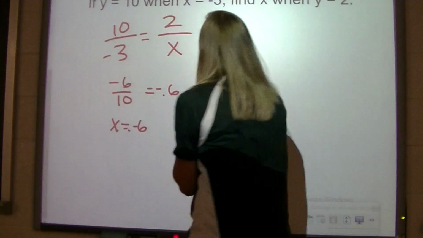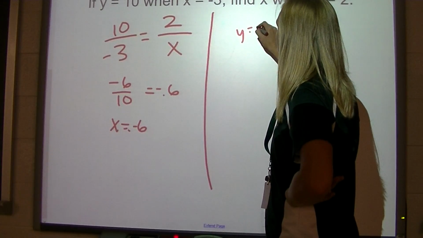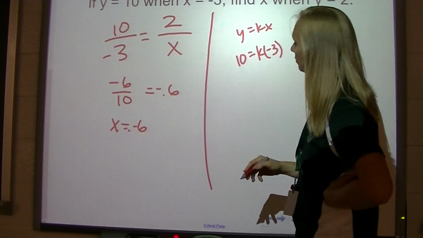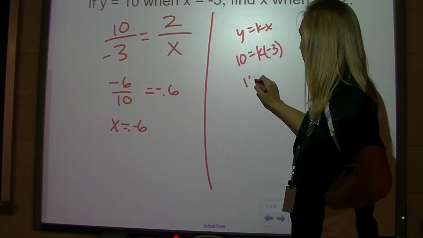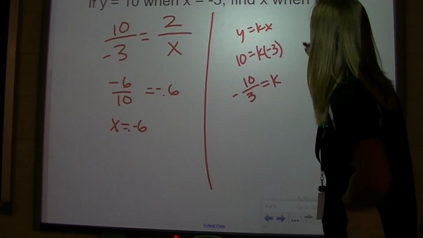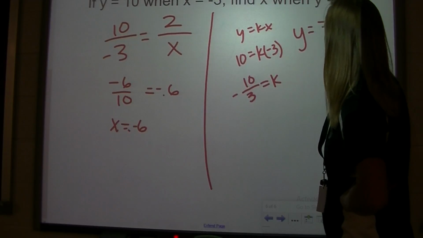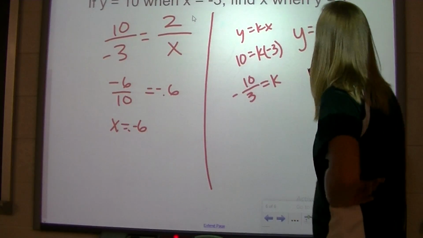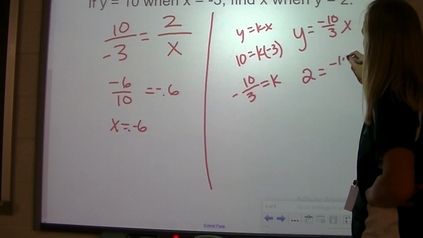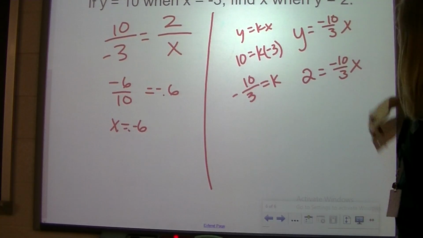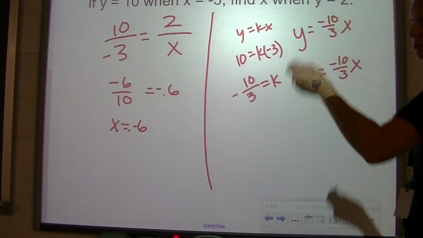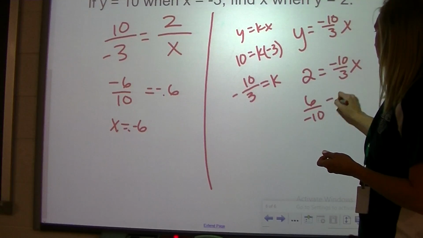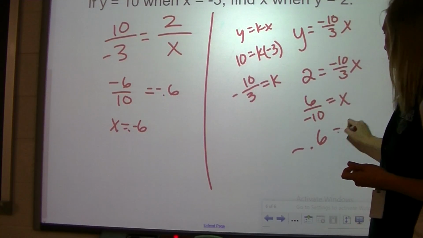Or, same thing here, we can solve it the other way. Y equals kx, so 10 equals k times -3, divide by -3. I'm going to keep it as -10/3 equals k. So we'll have y equals -10/3 x. Well, in this case, we're given y, so we put 2 in for y. Okay, well, we can divide by -10/3 or multiply by -3/10. So 2 times 3 is 6 -10ths equals x, or like we already put, -0.6 is x.